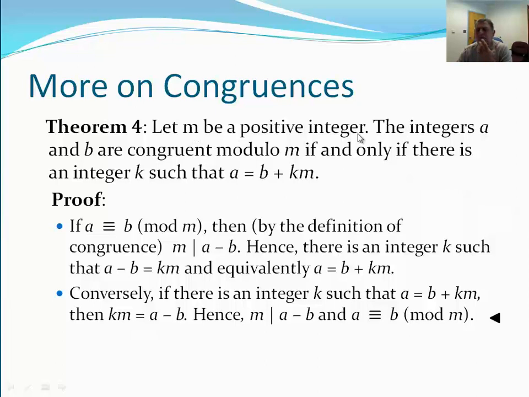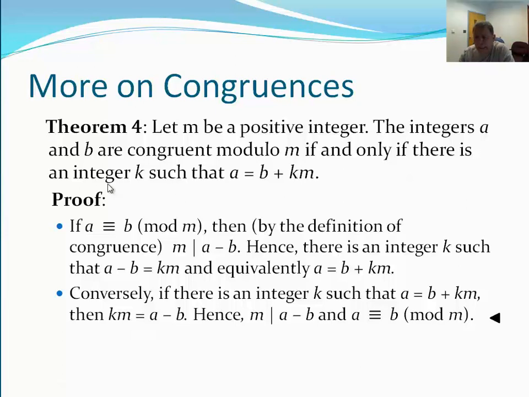Let m be a positive integer. Any positive integer, 1, 2, 3, anything. The integers a and b are congruent modulo m if and only if there is an integer k such that a is equal to b plus k times m. It's a theorem, and we can easily prove it, but you just need to know the theorem at this point.